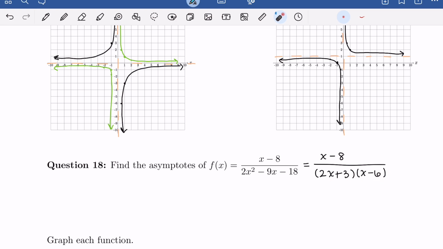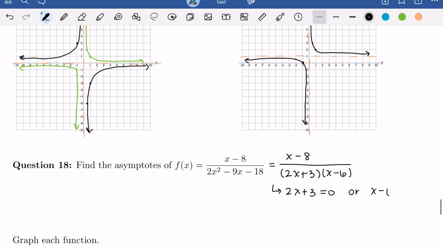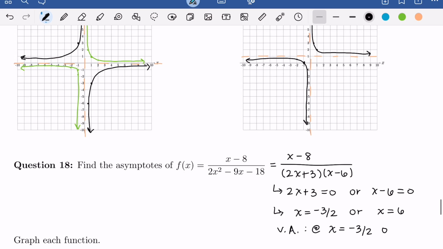We know that our denominator is going to be equal to 0 when 2x plus 3 is equal to 0 or x minus 6 is equal to 0. So we're going to get that x is equal to -3 over 2 or x is equal to 6. So we're going to have two vertical asymptotes in this case here. So at x is equal to -3/2 and at x is equal to 6.